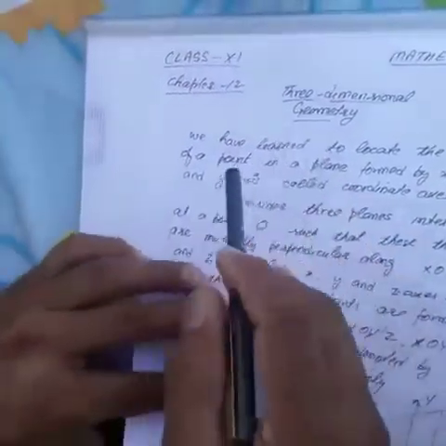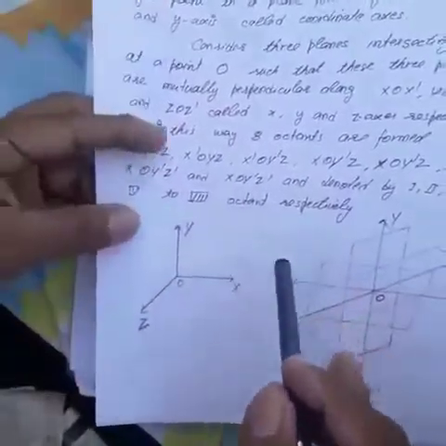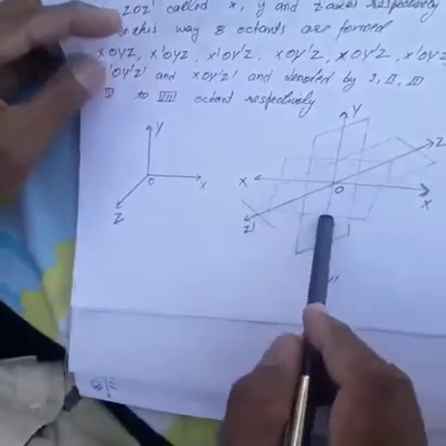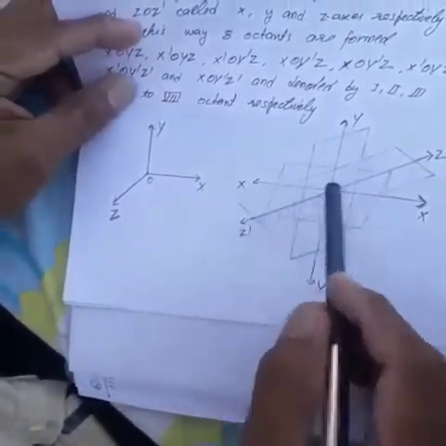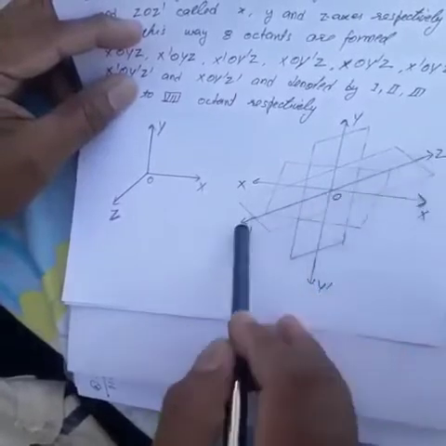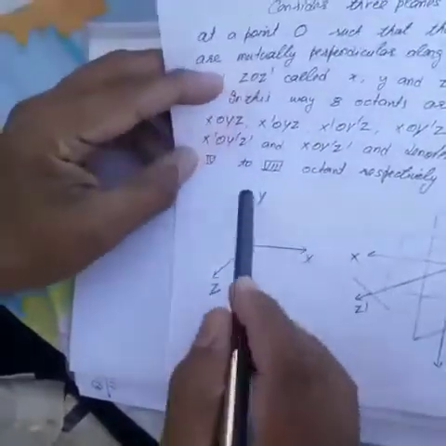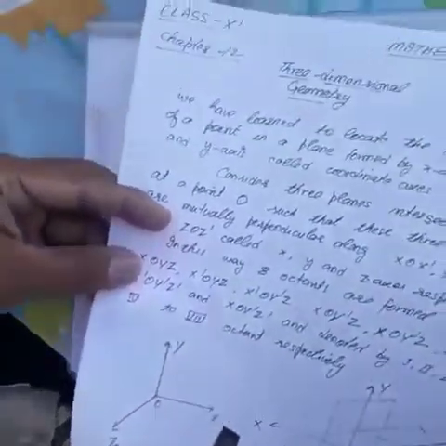In this, we have x-axis, y-axis and z-axis. On paper, this type of figure will be drawn: x-axis, y-axis and this is z-axis. So z O z dash, similarly x O x dash and y O y dash. So x-axis, y-axis and z-axis. Now we'll have different octants.